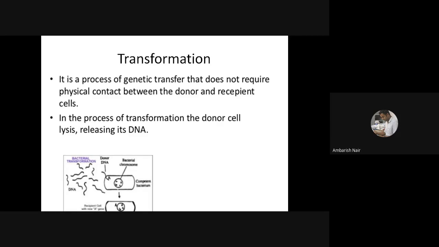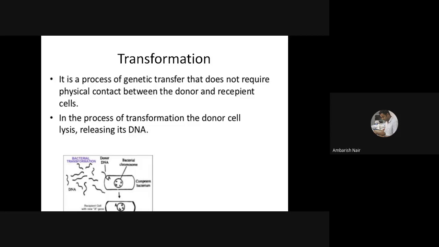So there is no direct contact between the recipient and donors. There are only recipient cells. It is a process of genetic transfer that does not require physical contact between the donor and the recipient. Transformation is a process of gene transfer between 2 bacteria without a physical contact.